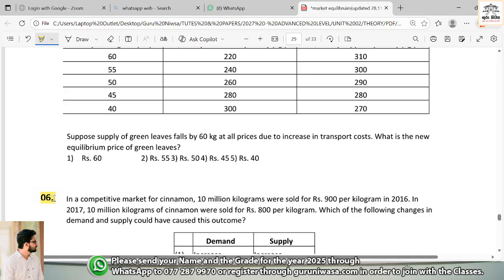Kalana, has equilibrium price changed? Yes. Dipna, has equilibrium quantity changed? No, sir. So in the cinnamon market the equilibrium quantity has not changed, and the equilibrium price has decreased. You get the point? Which of the following changes in demand and supply could have caused this outcome?